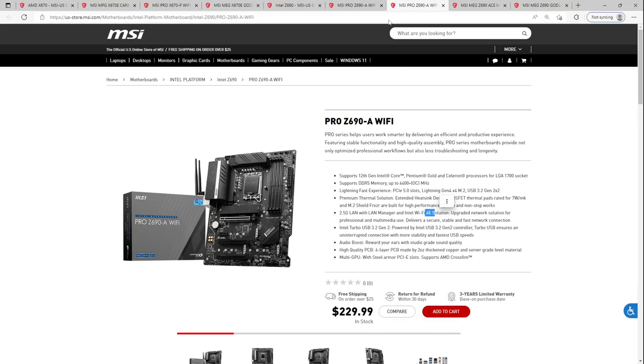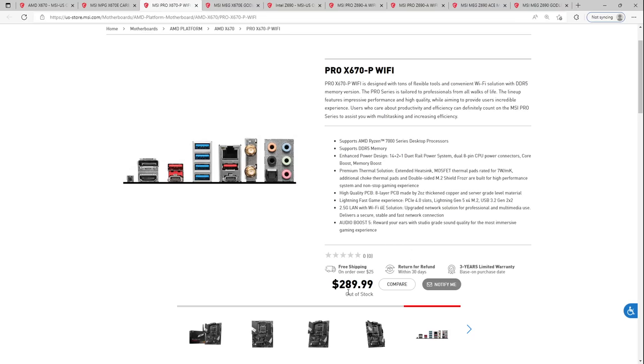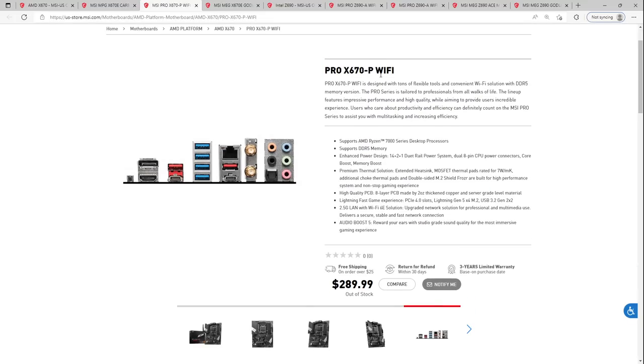Yeah, this one has Wi-Fi 6E instead of 6. And that's $209 versus $229. Actually, no, it is just a flat $20 price increase. So potentially we could maybe see a $270 X670 board from MSI if they decide to release a non-Wi-Fi version.